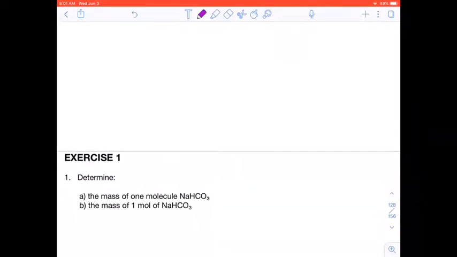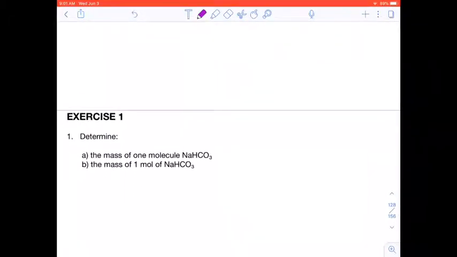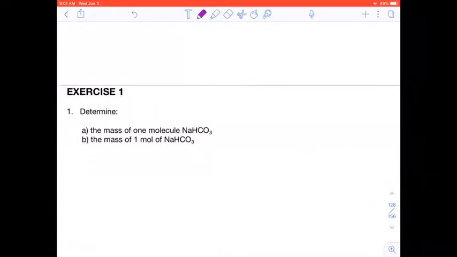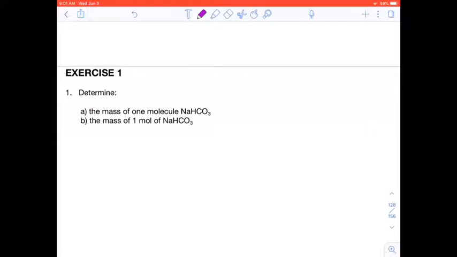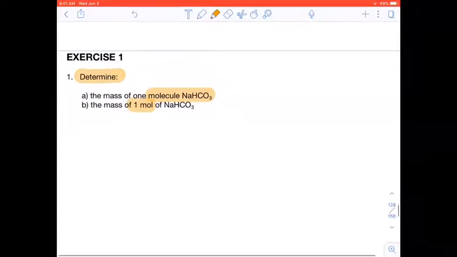Okay, now let's go to the next one. It says determine the mass of one molecule of sodium hydrogen carbonate. And the next one says determine the mass of 1 mole of sodium hydrogen carbonate, right? Okay, so let's look at this.